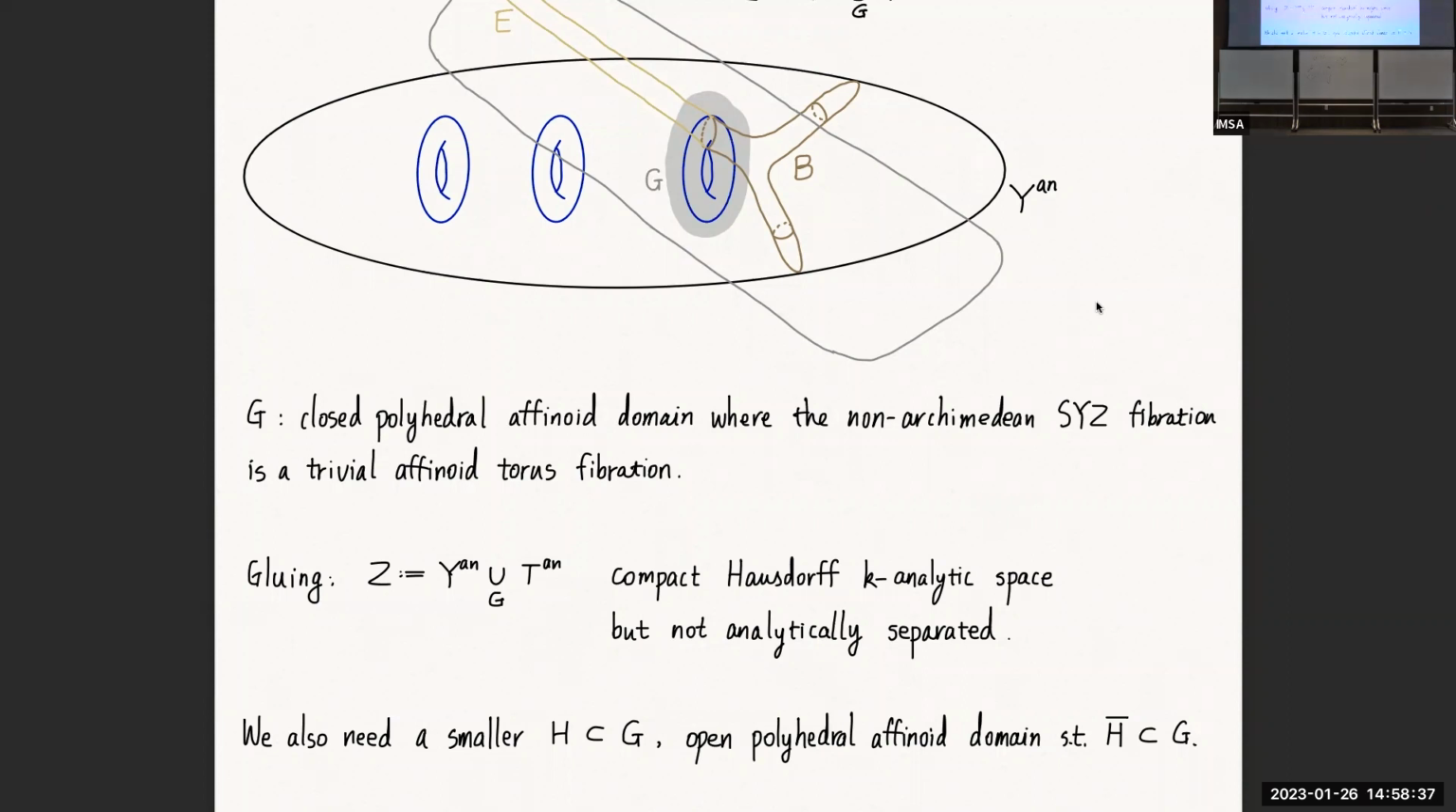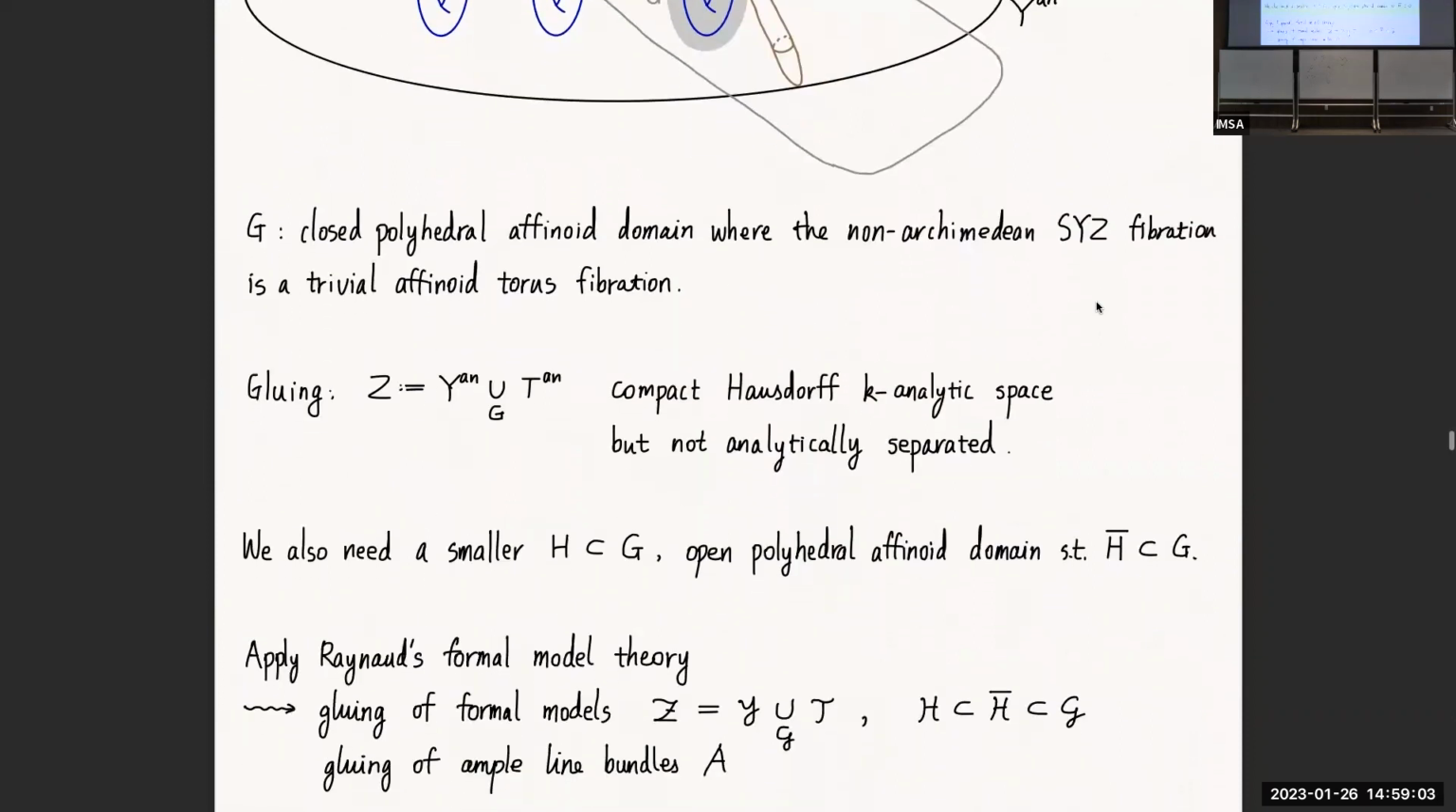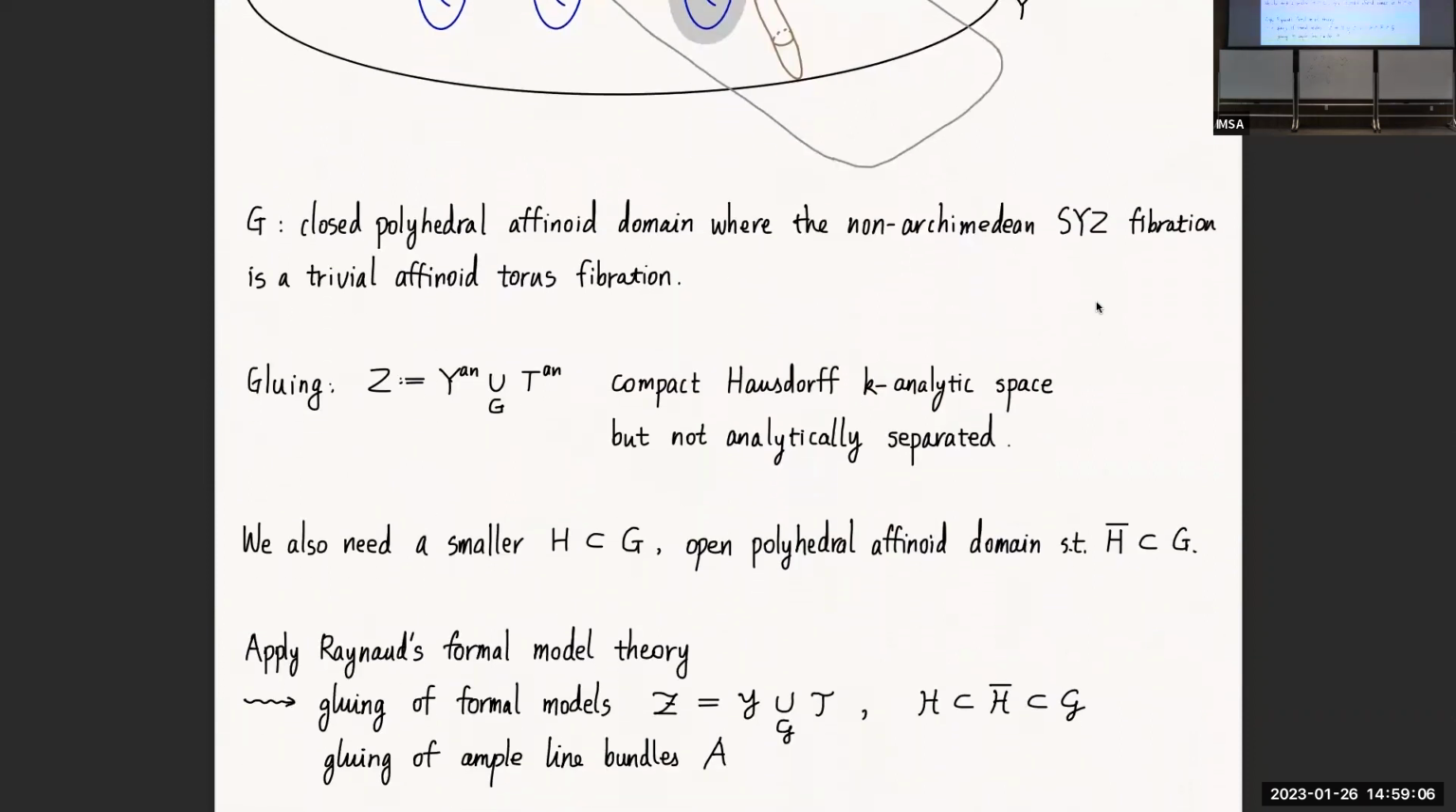You know, when you do this, we are doing analytic geometry, so not that far from symplectic or differential geometry. Usually, you need to choose this kind of open subsets, this kind of chain of open subsets, to get some compactness properties like that. And now we can apply Raynaud's formal model theory, and we can have formal models for everything. So I had this Y, T, G, H. We can find formal models for everything.